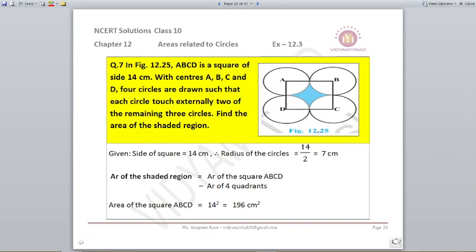Next, in the figure ABCD is a square of side 14 centimeters. With centers A, B, C, D, 4 circles are drawn such that each circle touches externally 2 of the remaining 3 circles. Find the area of the shaded region. Now we are given the side of the square, that is 14 centimeters. So the radius of the circle will be half, 14 upon 2, that is 7 centimeters. We need to find out the area of the shaded region. It is made up of the area of the square, from which we subtract the area of 4 quadrants. The square has side 14, so it becomes 196 centimeters square.